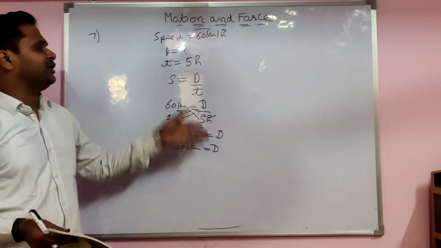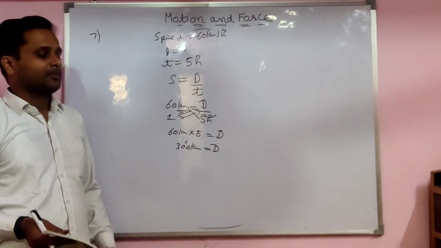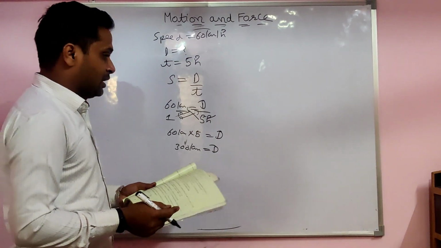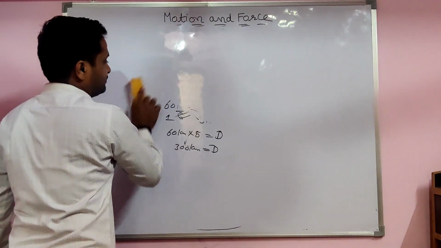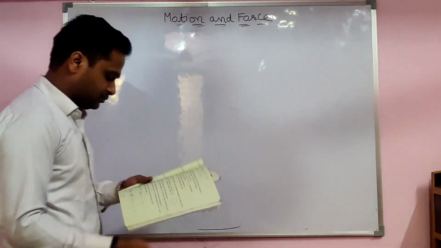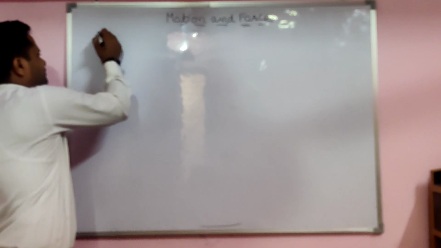You know the formula: speed is distance upon time. You have to put the value of speed and time, and you are able to find the distance very easily. Now come to the last numerical, the 8th one, which is given in the book only. The first one given, part A.